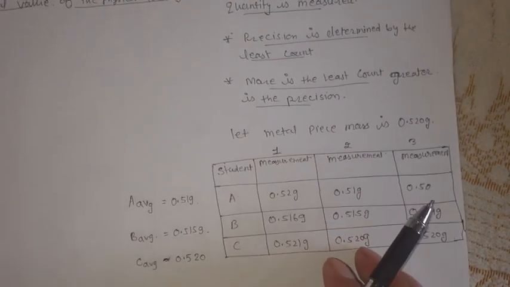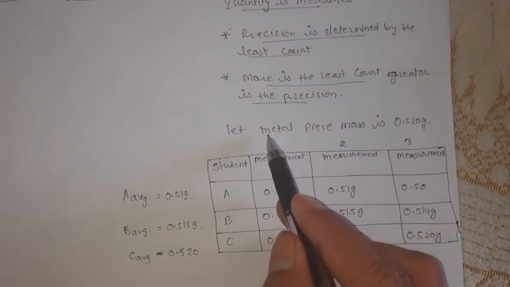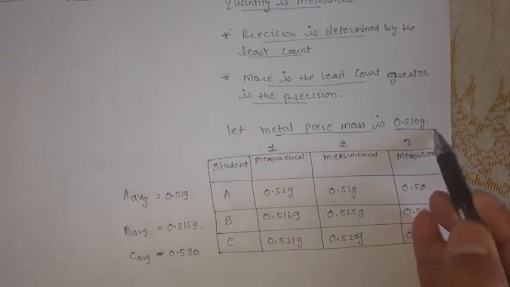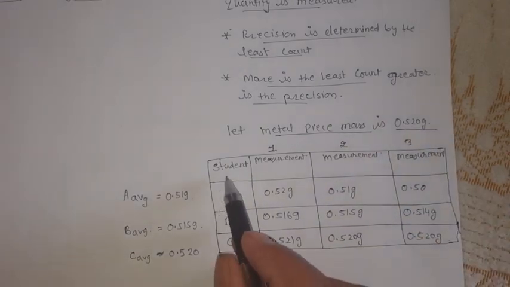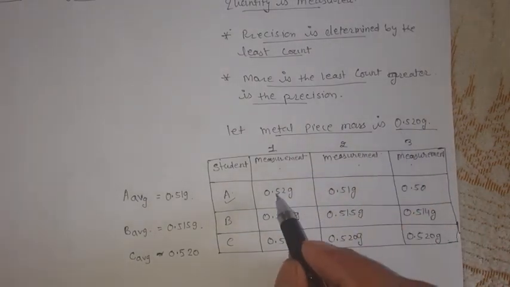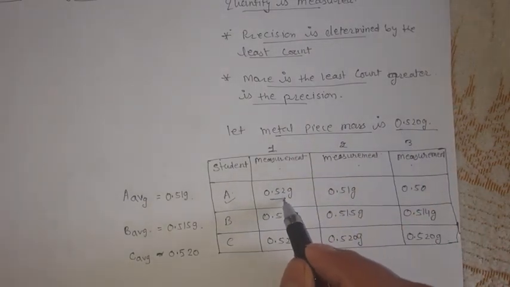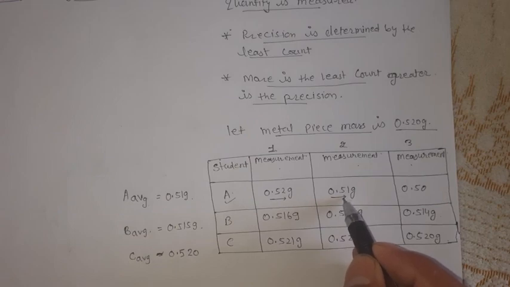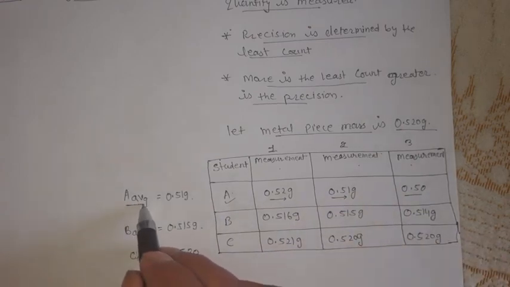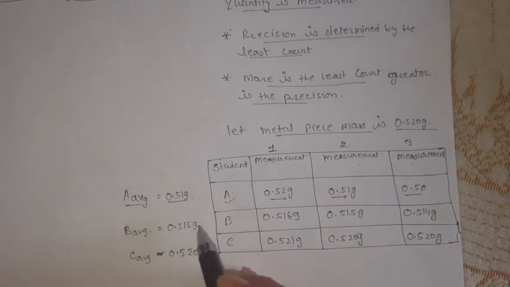So let us look through this measurement. We are taking the mass of this metal. It was actually 0.520 gram. The three measurements are done by student A. The first answer he got is 0.52, the second answer is 0.51, and the third answer is 0.50. So the average value which A is getting is 0.51.